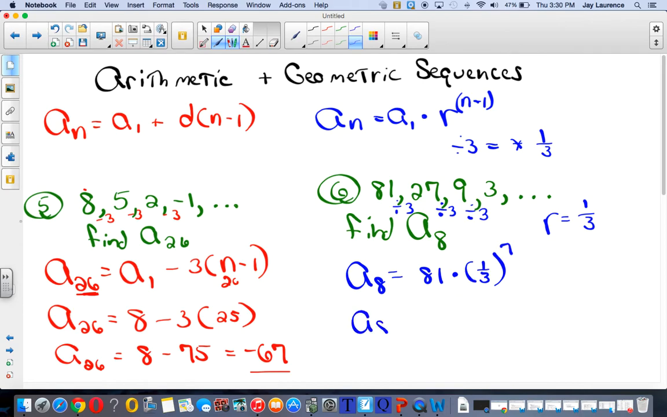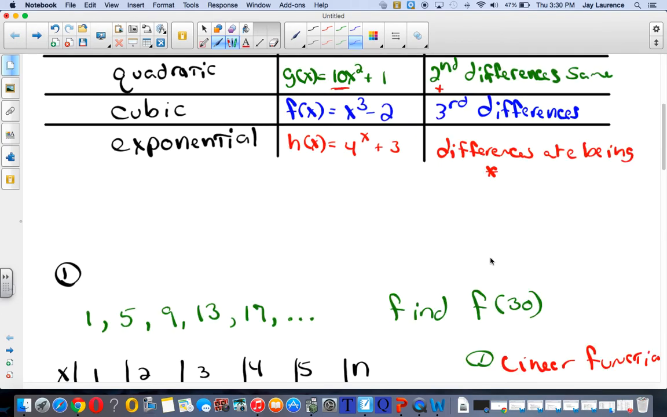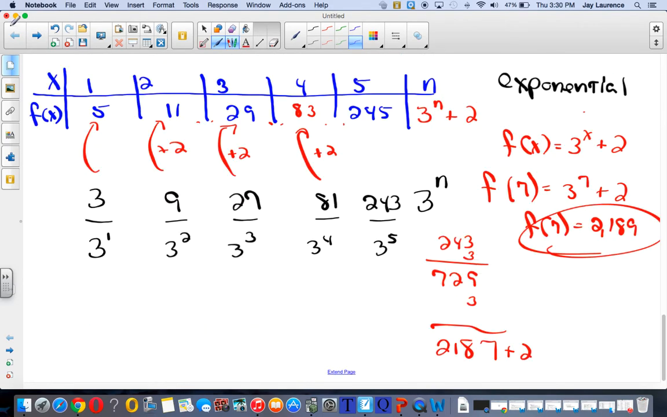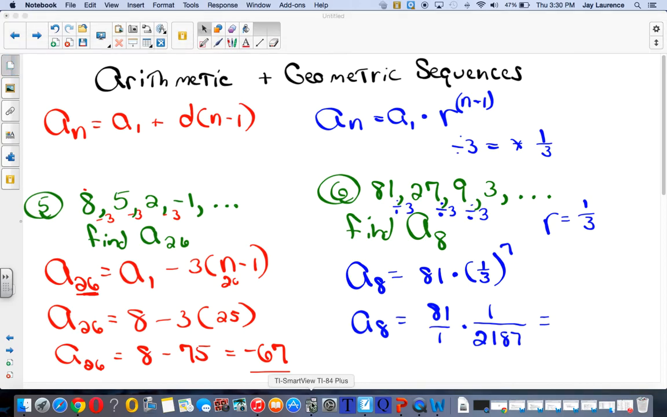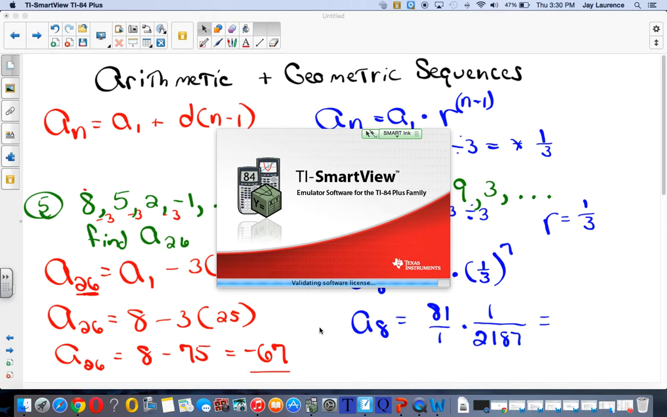So I'm going to get a sub 8, and that's going to equal 81 over 1 times 1 over, what was that, 2,000, oh, I can't remember. I just figured it out. Remember 3 to the 7th? 2,187. So 2,187. Now that's going to divide nicely. That's going to come out to be a nice fraction because I think 81 is going into both of them. So watch. Let me divide 2187 by 81.